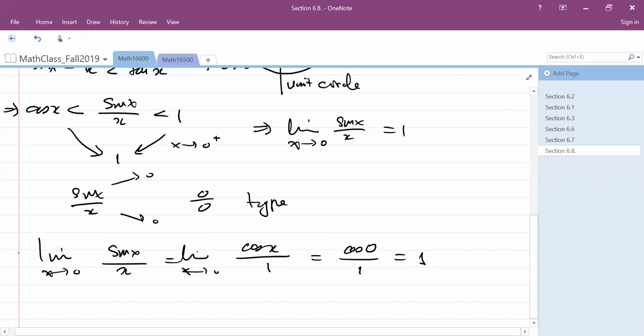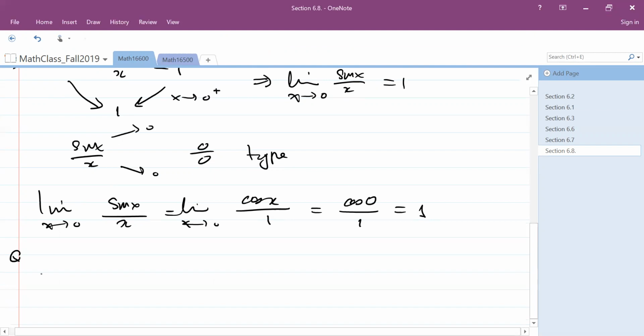Remember, we also did the following problem, trying to find the limit as x approaches 0 of (1 minus cosine x) over x squared. We can use trigonometric geometry to find the limit, and also use the above fact that sine x over x approaches 1 as x approaches 0.